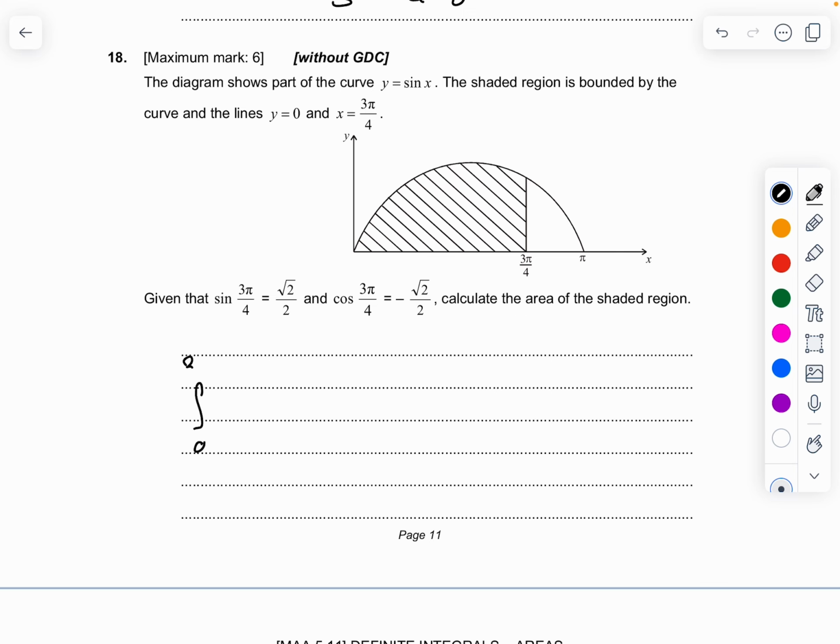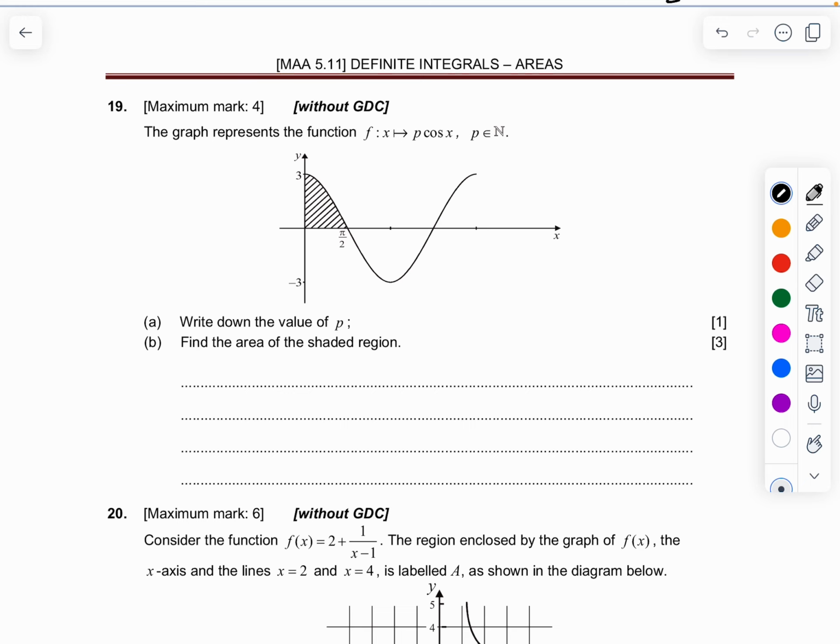Question number 19. The graph represents the function f of x equals p cos x. Write down the value of p. We can see p is the maximum value. The maximum value of the graph is 3, so it's going to be 3 cos x. Now the area will be from 0 to pi by 2 of 3 cos x dx. So it will become 3 sin x from 0 to pi by 2. So it's going to be 3 times sin 90, which is 1, minus sin 0, which is 0. So the answer is going to be 3.